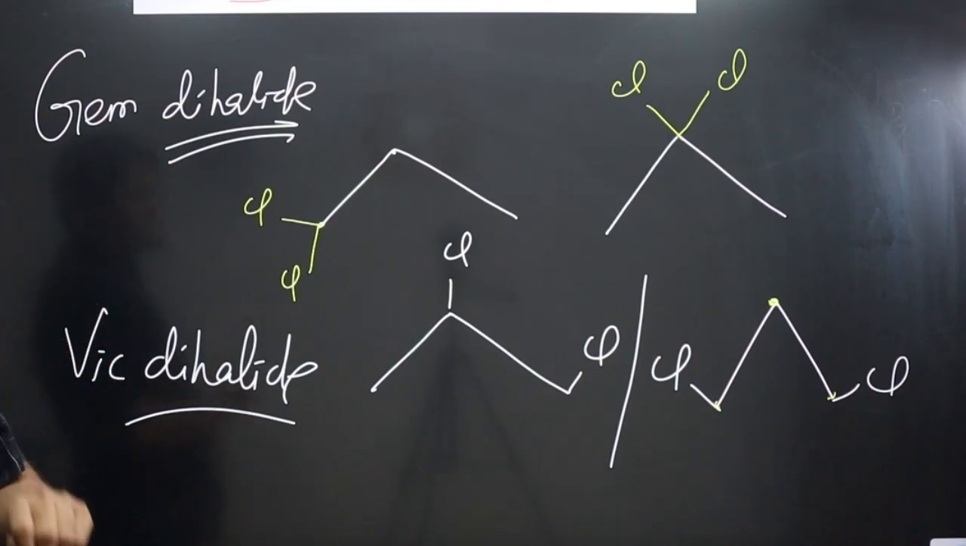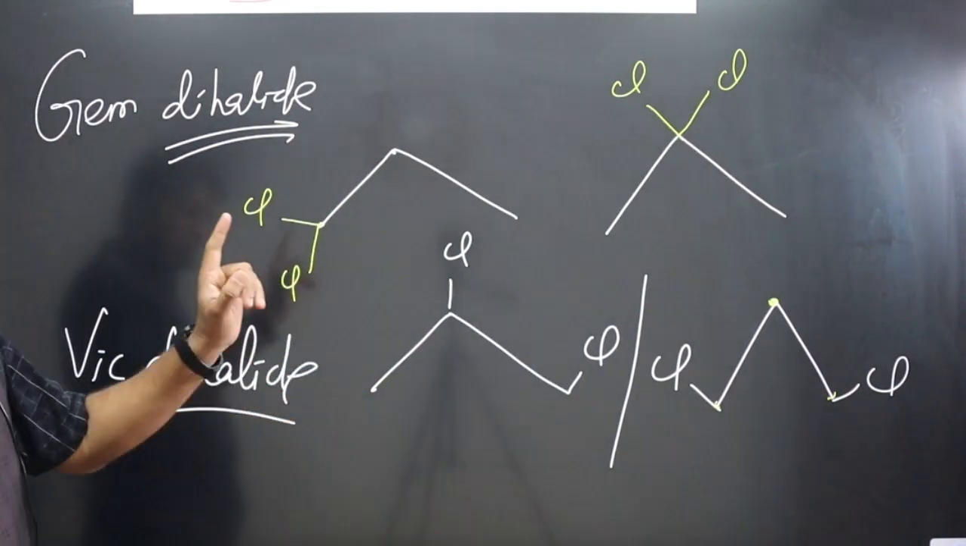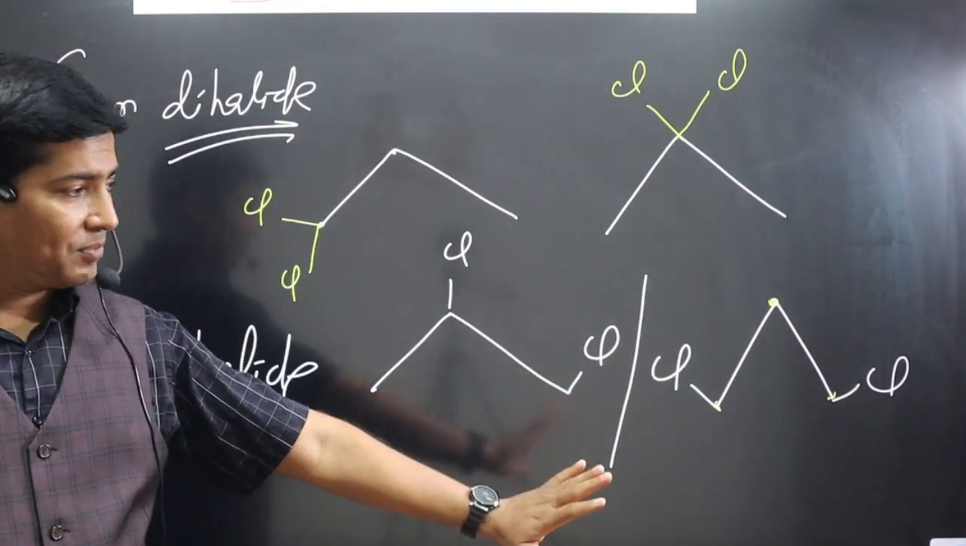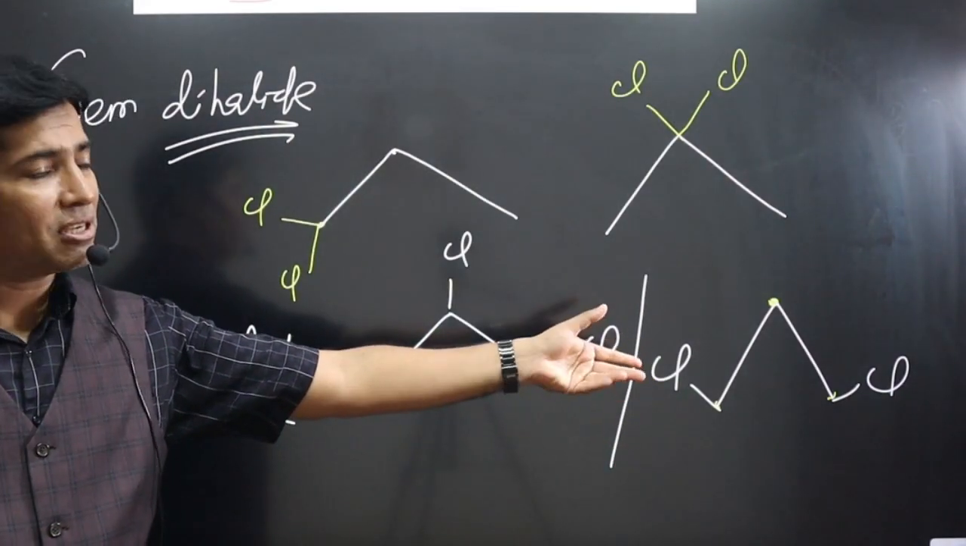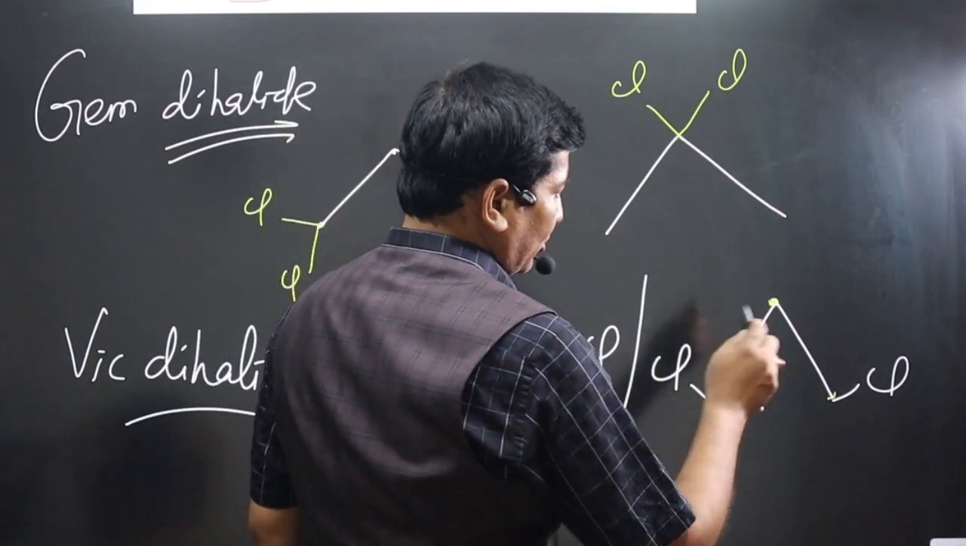So we have four structures possible. Out of four, two are gem dihalide, one is vic dihalide, and this is a common dihalide. We do not give the name gem or vic here. It is just a dihalide because the halogens are not connected to the successive carbon.